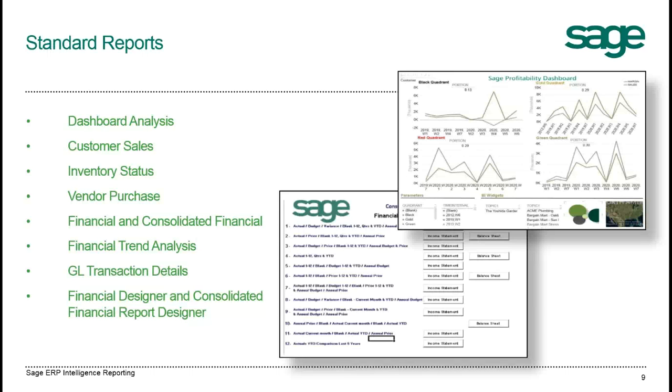Then our financial reports. Sage Intelligence does have the ability to do financial and consolidated financial reporting. There are several layouts that are available to you out of the box. Comparative balance sheets, income statements for any financial year. These are all automatically generated, grouped, and subtotaled, and you do have the ability to drill down to a GL transaction level within these, and I'll show you how easy that is to do as well.